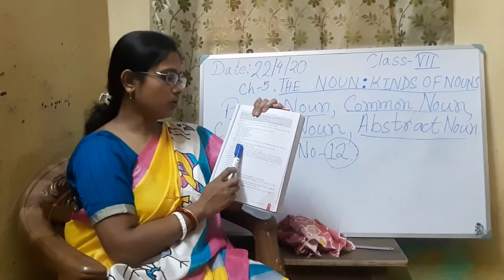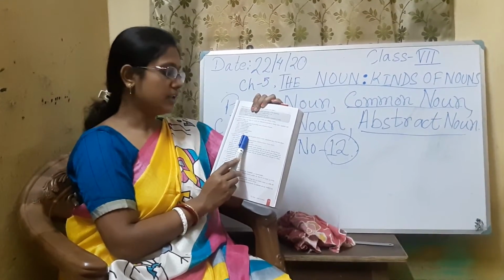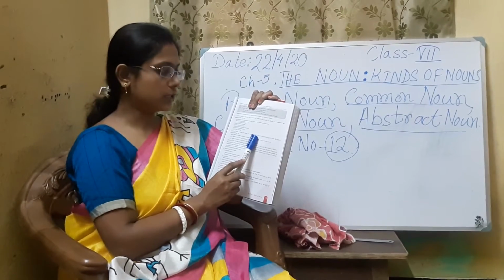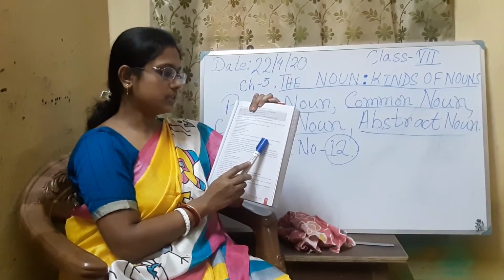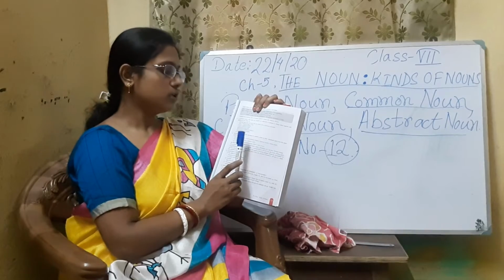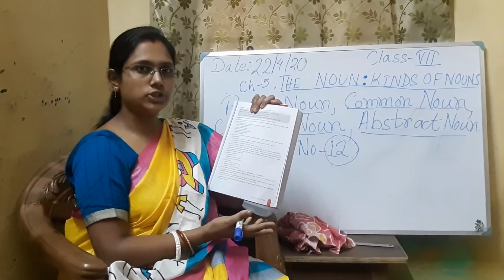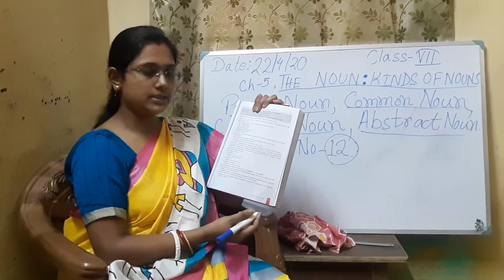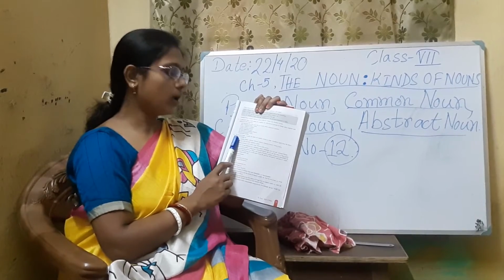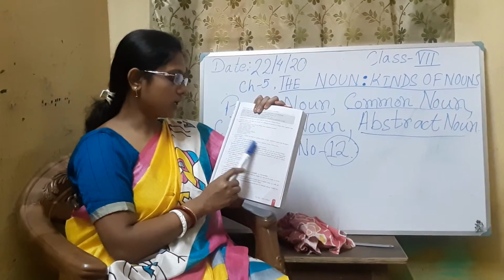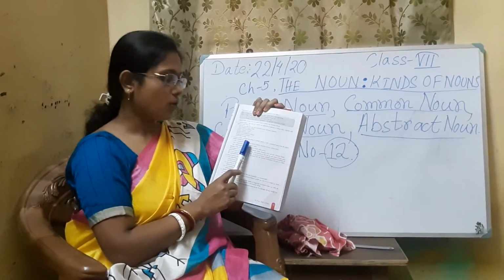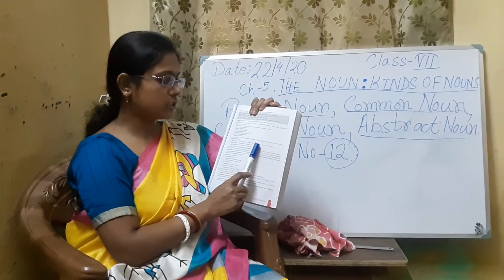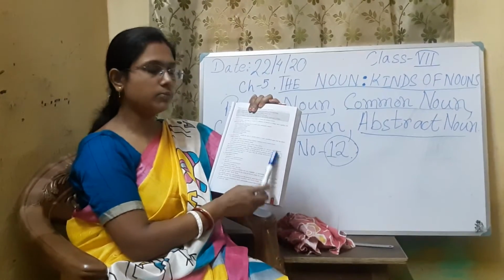Abstract nouns refer to the name of a quality, action or state considered apart from the object. So when it is telling something about an action, quality or feeling, that is called an abstract noun. Like quality, what are the abstract nouns? Goodness, kindness, whiteness, darkness, hardness, brightness, honesty, wisdom, bravery.